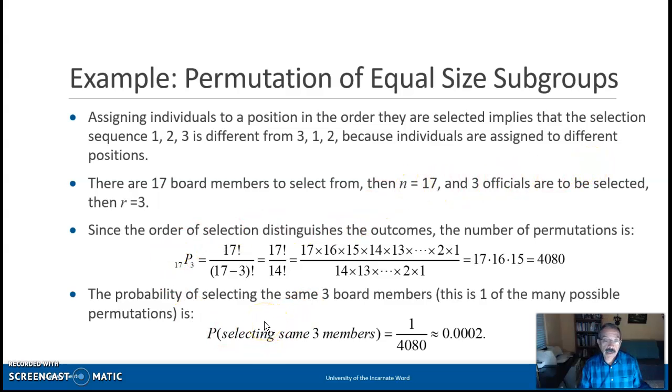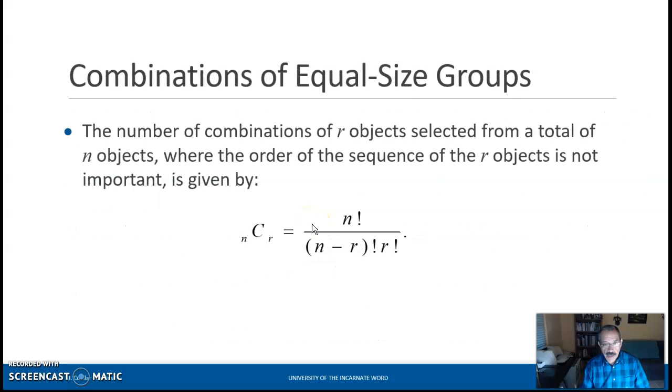So the probability of selecting the same 3 board members, which is one arrangement of all the possible arrangements or permutations in this case, so the probability of selecting exactly the same 3 members is 1 out of 4,080. That is a probability of 0.0002. All right, this is an illustration of when you can use permutations.